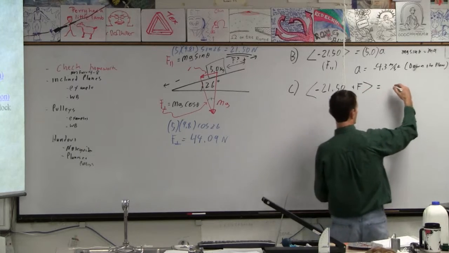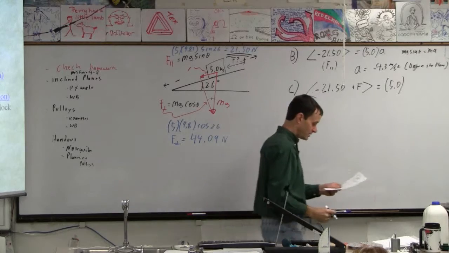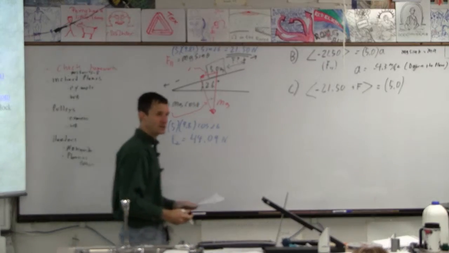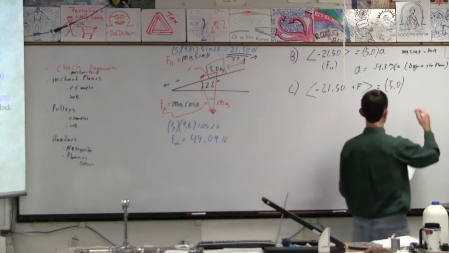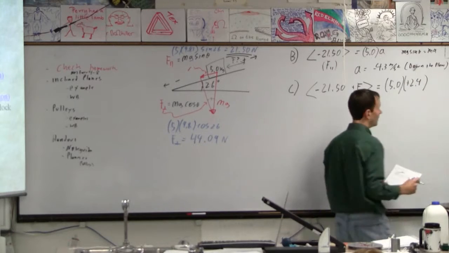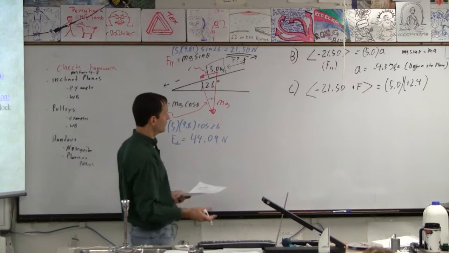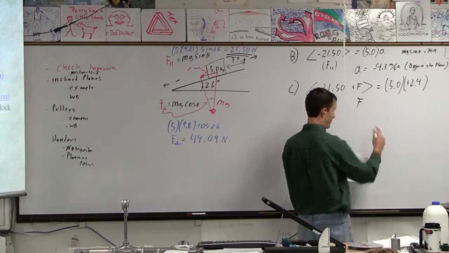And then that equals 5.0 times, what's the acceleration? 2.4. Is it positive or negative? It's positive, just because it's positive on the sheet, or positive because it's up the plane? Up the plane positive, yeah. Yeah? And now we're good, right? We can solve that guy, can't we? F equals.